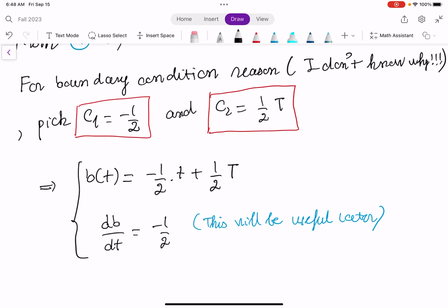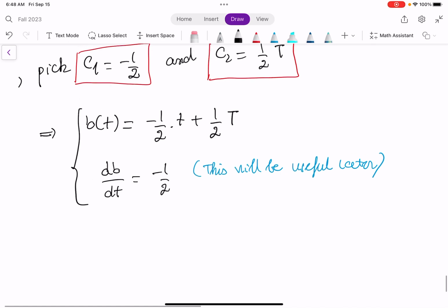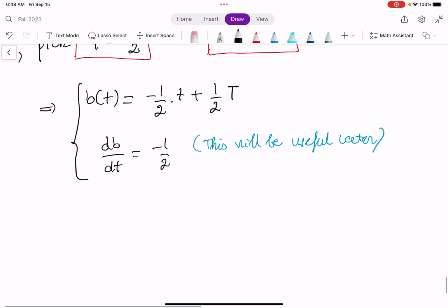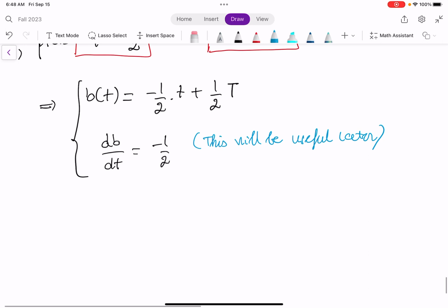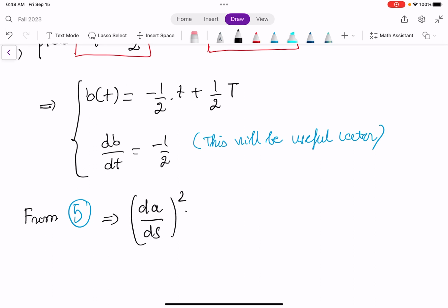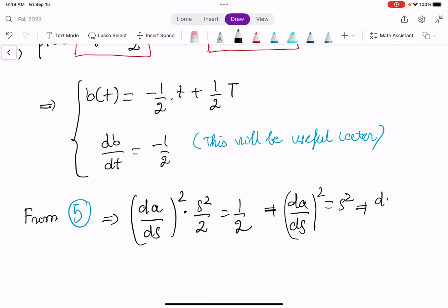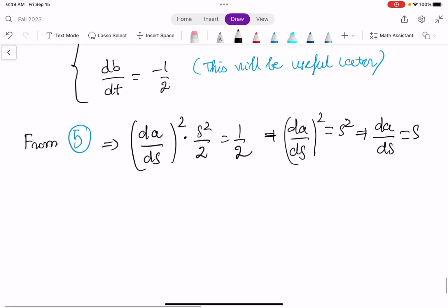So let's see if we can solve for a. This is straight from equation 5. Now we're going to solve for a. From 5, you got dA over ds, all that squared, times s squared over 2 equal 1/2, right? So you get dA over ds squared equal s squared times 2 on both sides, and then you take the square root, you get dA over ds equal s.